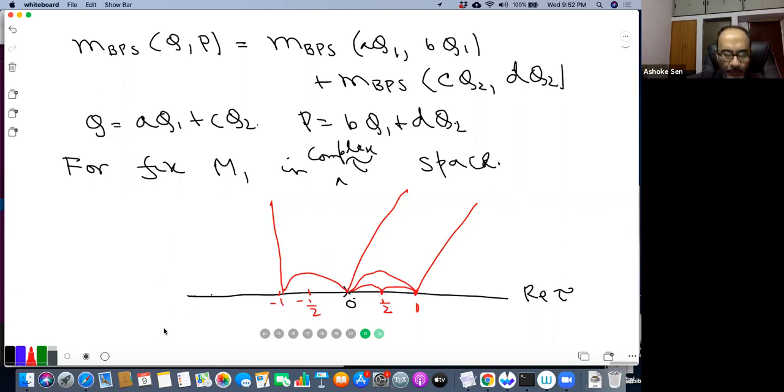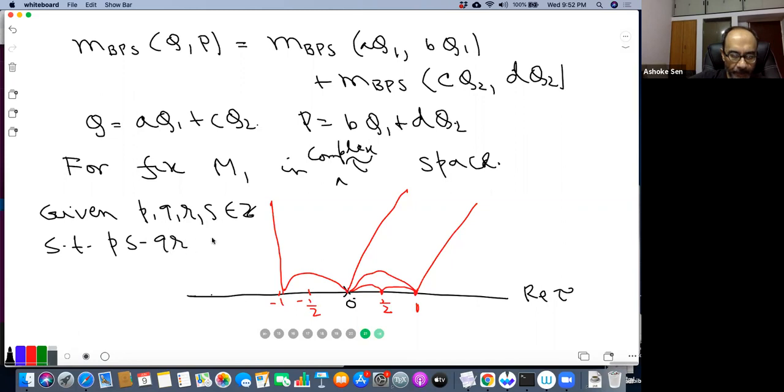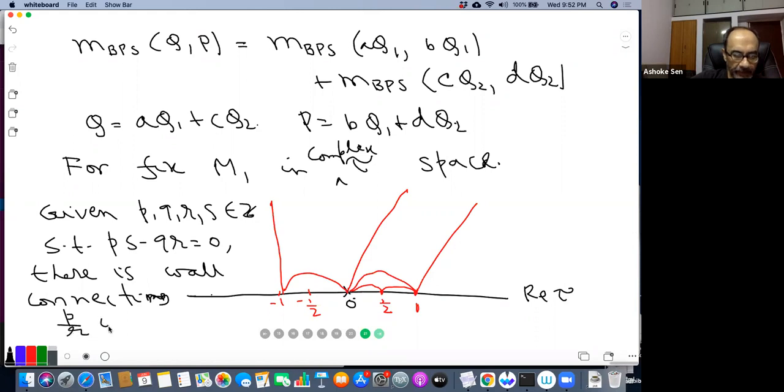Okay. And basically what you can show is that given P, Q, R, S, all integers, such that PS minus QR is 0, there is a wall connecting P by R with Q by S. Okay, so these are all possible walls. You look for all integers satisfying this. So these are SL2Z matrices.